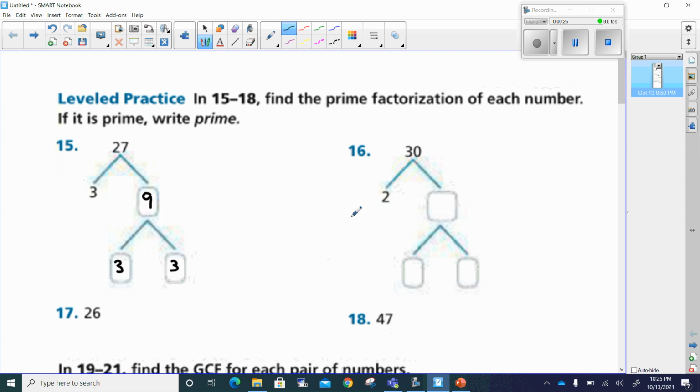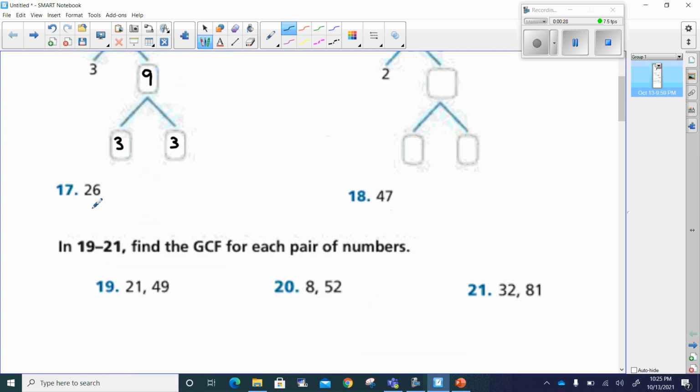Next, we got number 16. That's yours to do. I'll be doing number 17. Now, I know 26 is an even number, so 26, I know, can be divided by 2, which would be 2 times 13, and these can't be broken down anymore, so that's it.